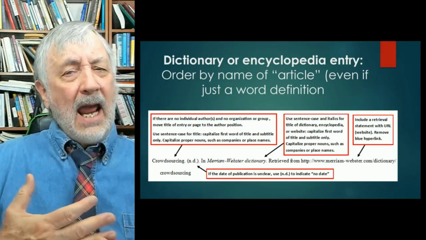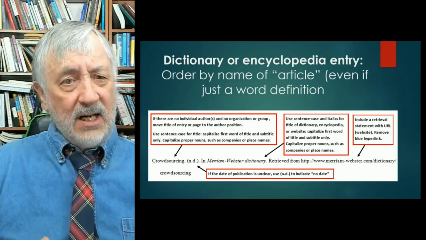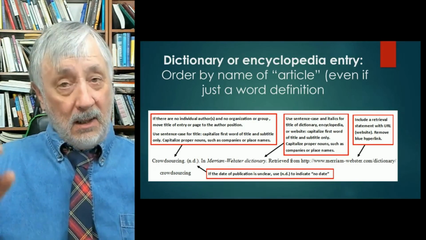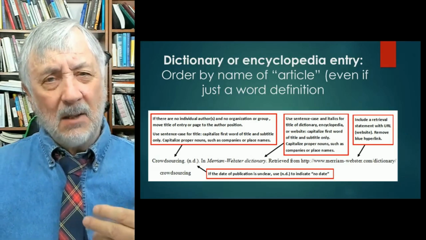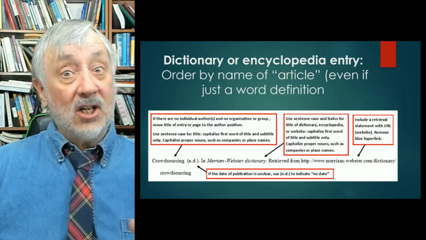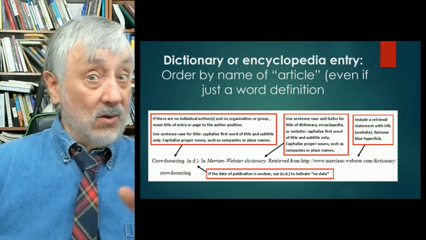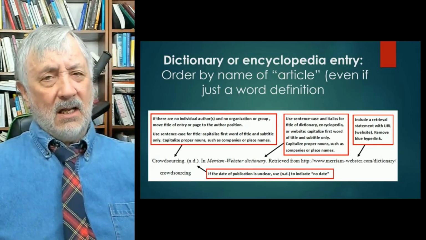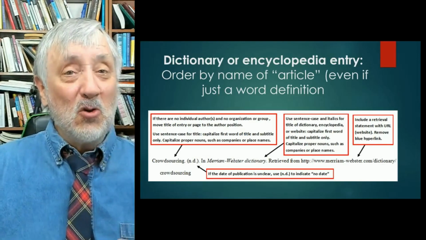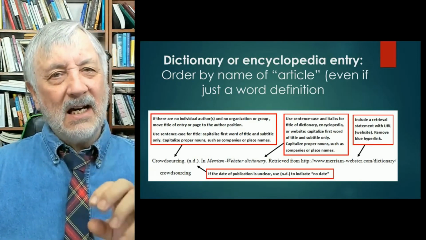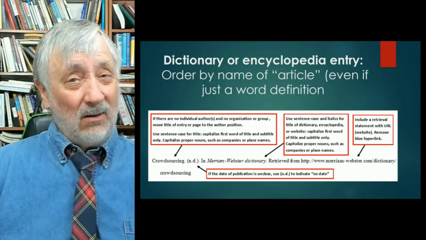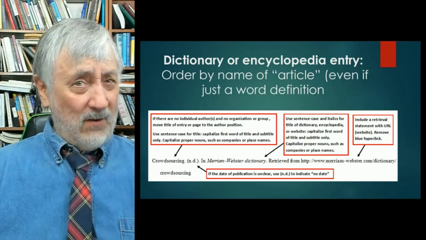Now, for a dictionary or encyclopedia entry, you order by the name of the article, which is the article of the encyclopedia entry, or even if it's just a word definition. So you don't say the dictionary, the Merriam-Webster dictionary. You certainly don't say Wikipedia. And we'll talk about why not Wikipedia in a different segment. Anyway, even if you do use Wikipedia, you don't use the word Wikipedia. You source it by the name of the article. That's the title. That's the title format. We've talked about that before, right?